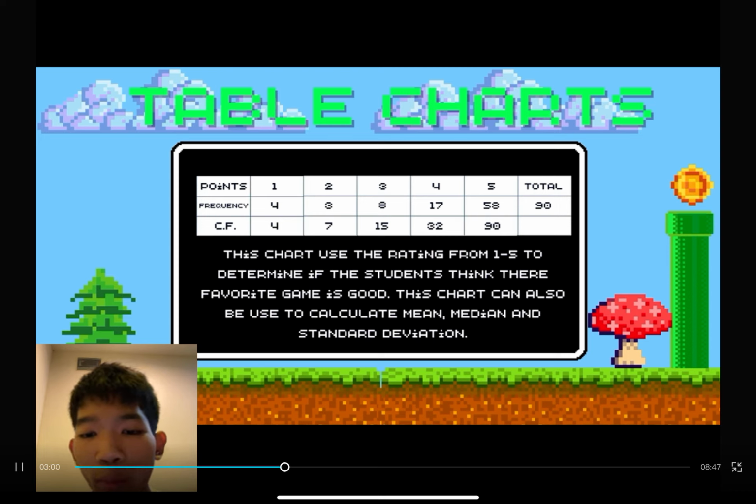So we use weighting from 1 to 5, with 1 being not very satisfied with their favorite game and 5 being the most satisfied. We use this to determine if students think that these games are actually good or not.